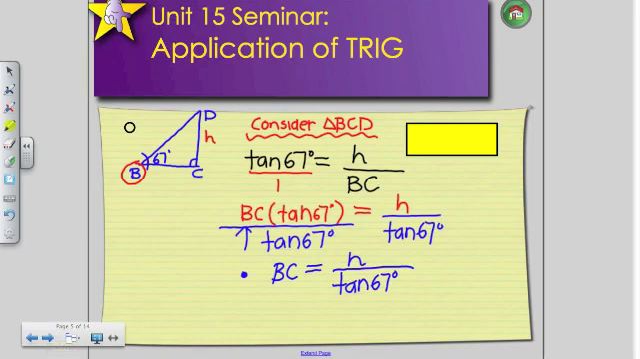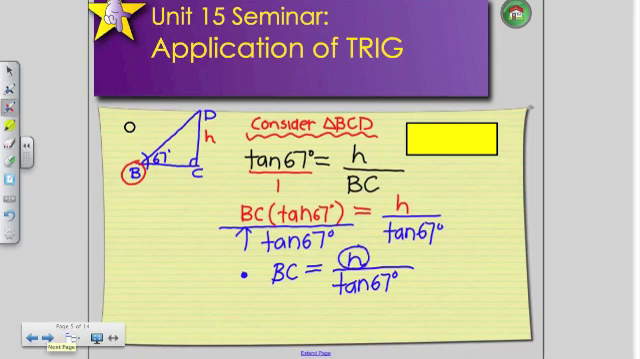Does anyone have any guess how I'm going to solve now, what I'm going to do? Does anyone know? Girls, are you paying attention back there? Okay, so let me just explain one thing.